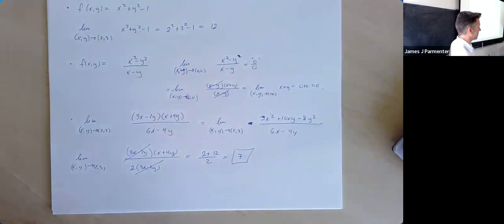So next time we'll talk about the actual, most interesting case, which is when you get 0 over 0 and you have to show it doesn't exist by taking different paths and getting that they're not the same.